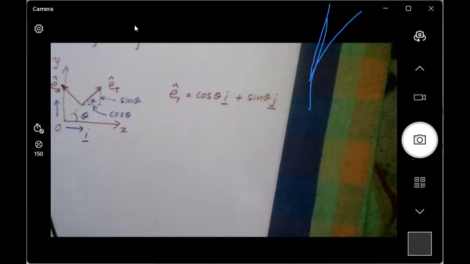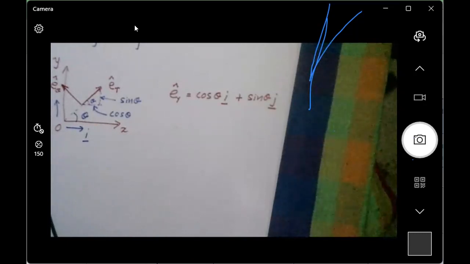Sin theta i plus cos theta j. How much? Sin theta i, okay, plus cos theta j. Sin theta i, is it plus or minus? Plus. Sure? Yes.